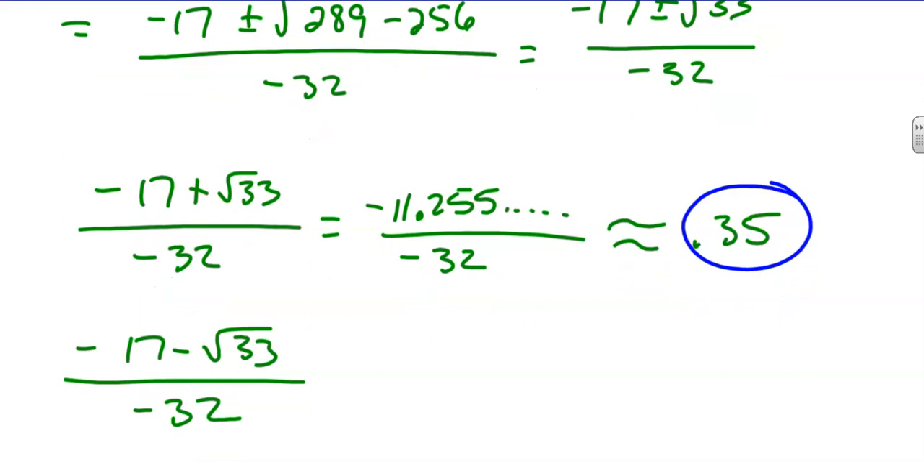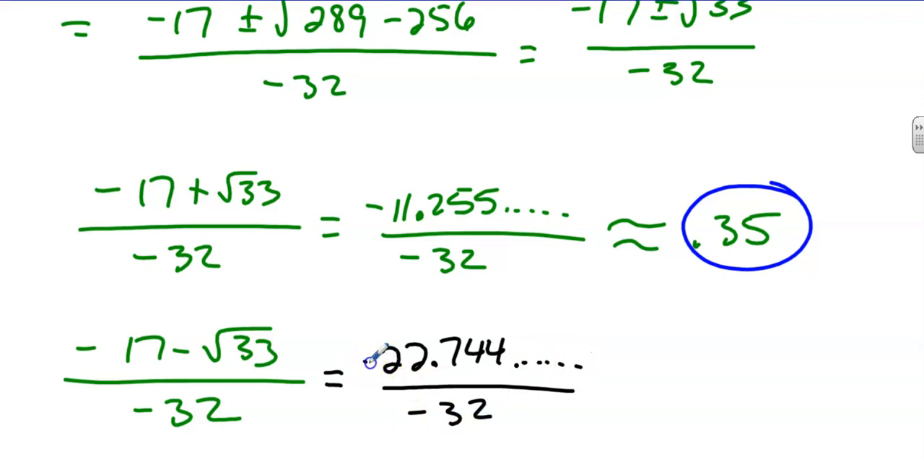All right, on the bottom, you got that square root of 33 again. It's negative 17 minus the 5.222 part there. So this one comes out to be 22.744, and everything that came after there, divided by negative 32. Again, negative by negative makes it positive, and dividing those two numbers, we get 0.71, rounded off.